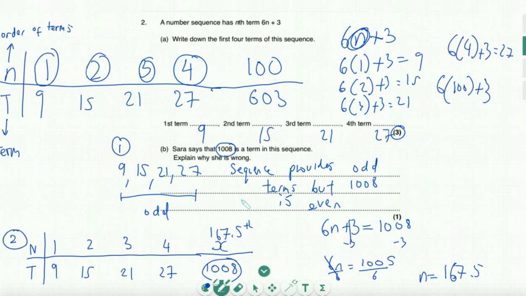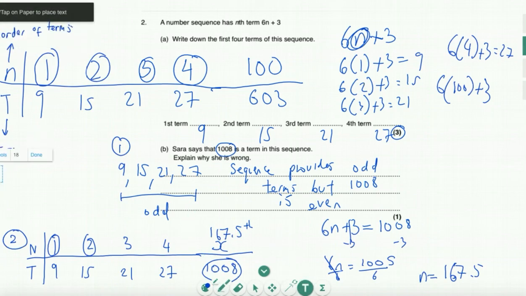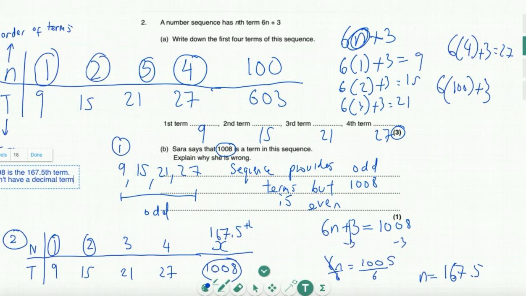Is it possible to have a 167.5th term? Can we have a decimal term? We can have a first term. We can have a second term. What's the 1.5th term? Is that possible? No. We cannot have a decimal term. So what we can say is this: 1008 is the 167.5th term. You can't have a decimal term. And it's another answer you could have provided to get that 1 mark. But probably pretty easy. You just recognize that all the numbers in our sequence were all odd. 1008 is even, so it won't fit. All right, let's move on, guys.